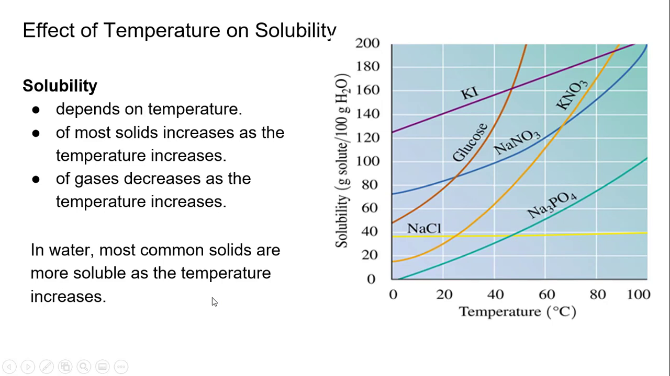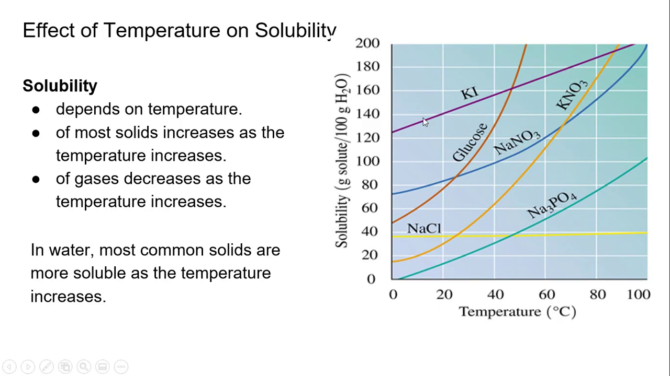Now, effect on solubility. Solubility depends on temperature, and most solids increase solubility as the temperature increases. However, gases do the opposite. Gases will decrease as temperature increases, and we'll talk about that in the next few slides. But I want to point out some things here. So we see potassium iodide. As we start increasing the temperature, then the solubility actually can exceed the value at room temperature. But if you cool it down, that will actually recrystallize out. And that's a purification method that we use called recrystallization.